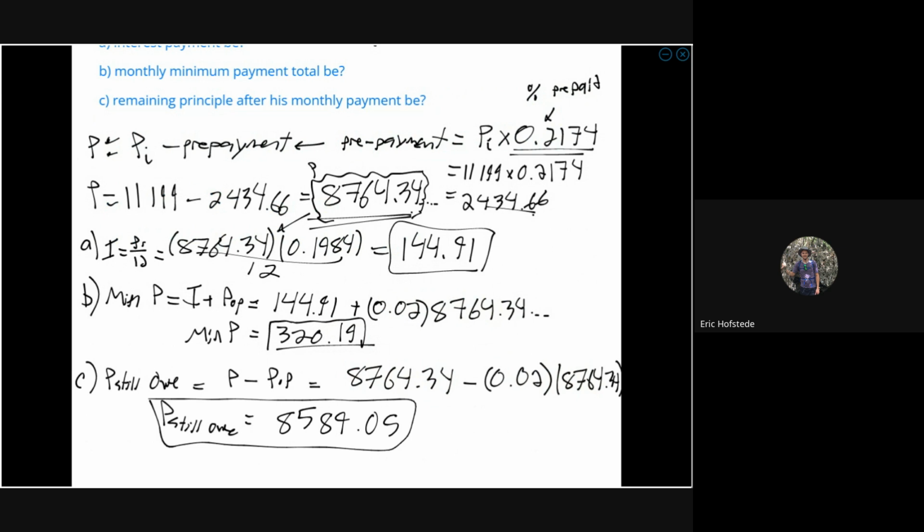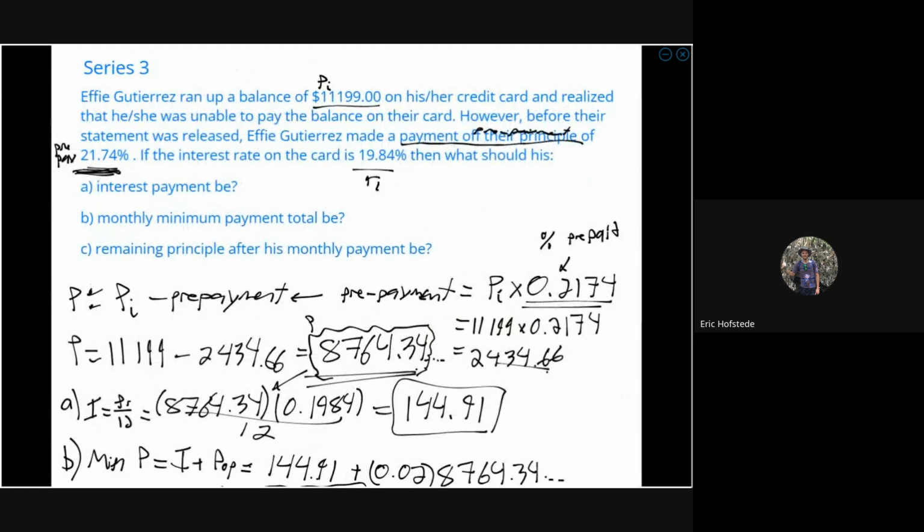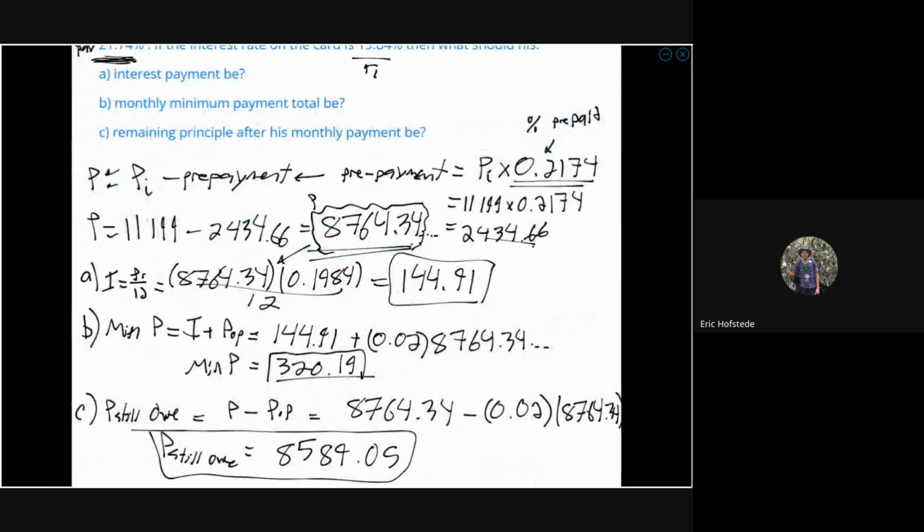All right, so just some minor tweaks in that first step for series 2 and 3, determining how much you've paid off before the bill is actually due. Anything you pay off before, anything that you realize and make a payment off, is not going to be charged interest in part A, and it's going to reduce how much you still owe in parts B and C.